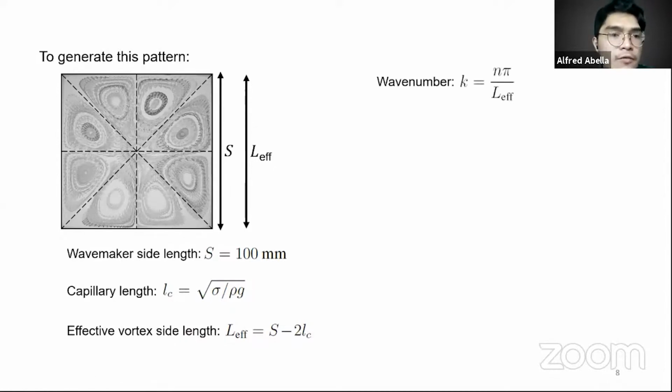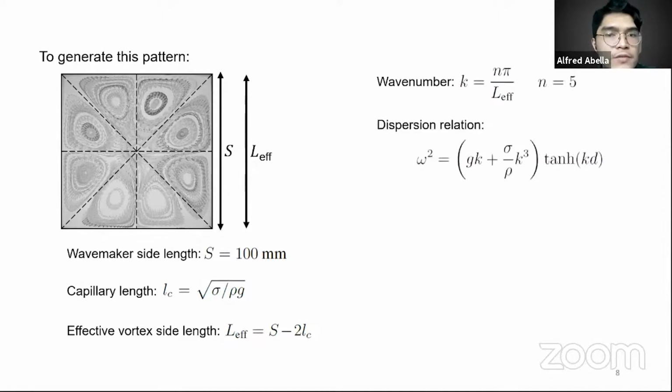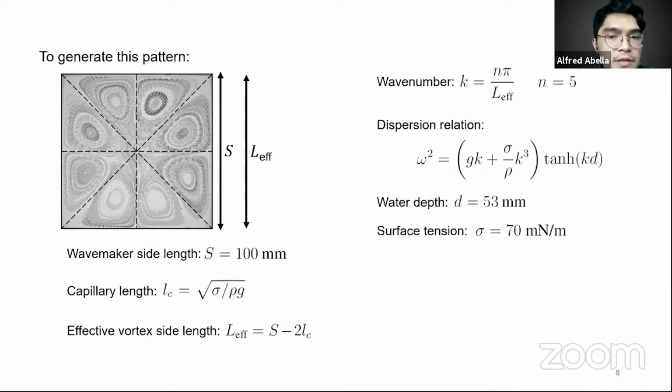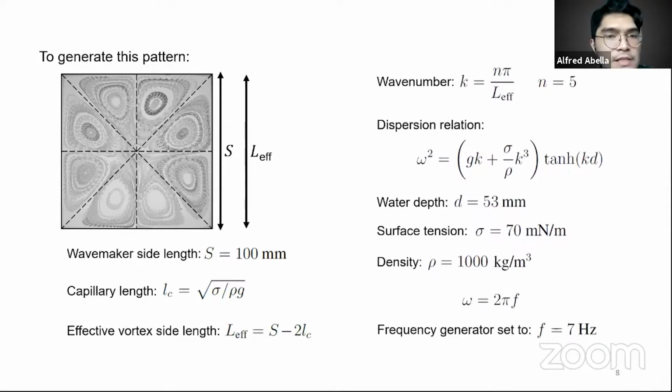Now, the wave number of the rotating waves which produce this pattern is k equals N pi over L_effective, where N equals 5, and the dispersion relation of the surface waves is given by this equation. The water depth is 53 millimeters, and these are the values of the surface tension and the density, and omega is equal to 2 pi f, where f is 7 hertz, set using the frequency generator. So as the wave maker oscillates, surface waves are produced, and the surface waves provide the necessary angular momentum to produce these vortex structures.